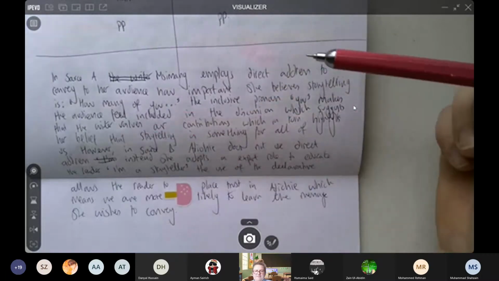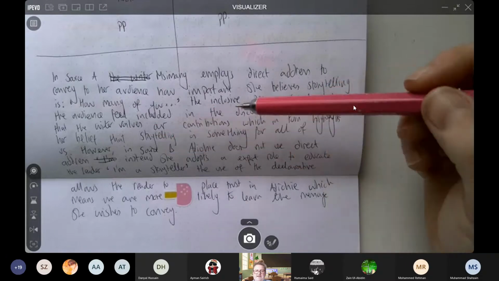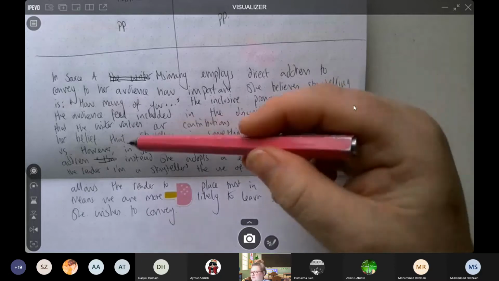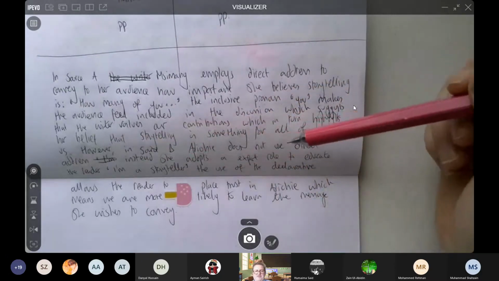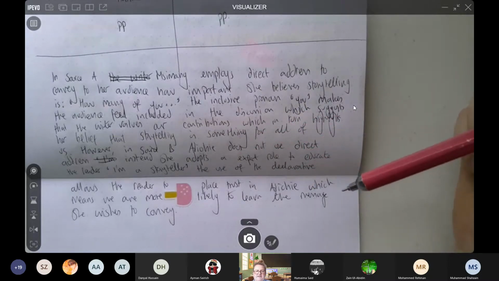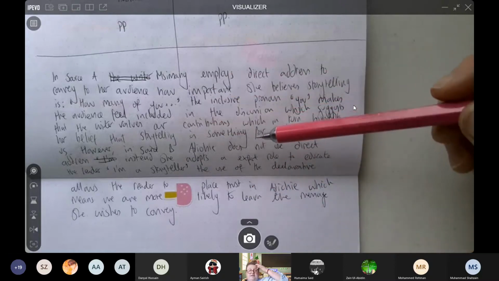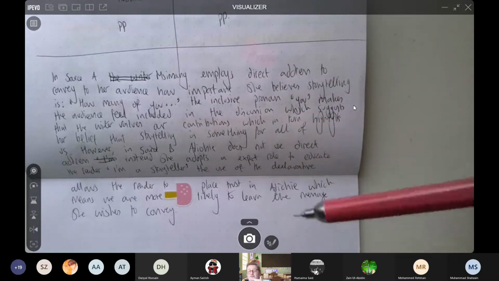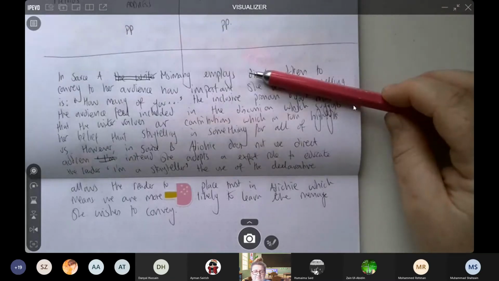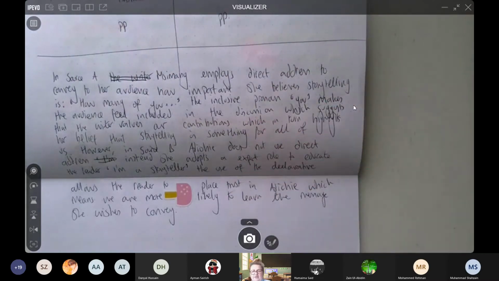However, so we've got that comparison. In source B, the writer does not use direct address. So that's a method. Instead, she adopts an expert role to educate the reader. I'm a storyteller. So that's my what, that's my how. The use of the declarative allows the reader to place trust in Adichie, which means we're more likely to learn the message she wishes to convey. Okay, so each of these are still discussing the viewpoint that each writer has. She thinks storytelling is important. She's got a clear message, okay? But each one is guided by the method.